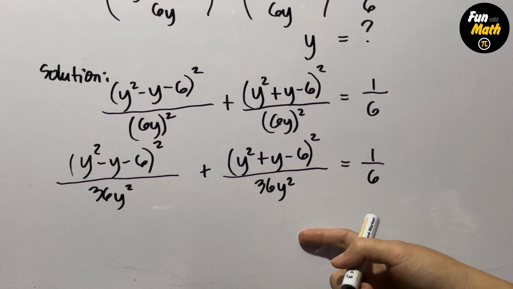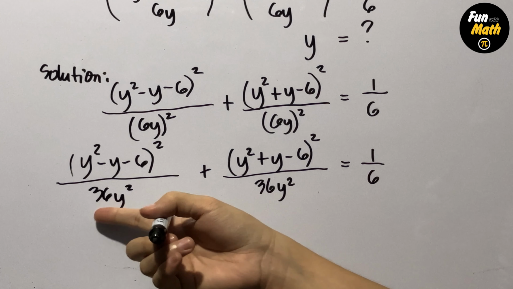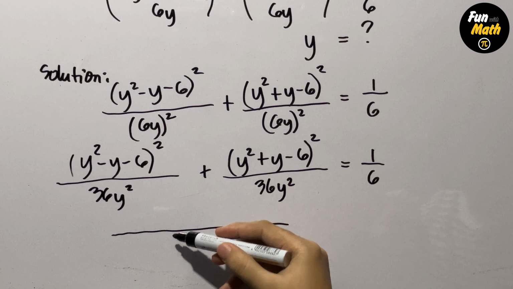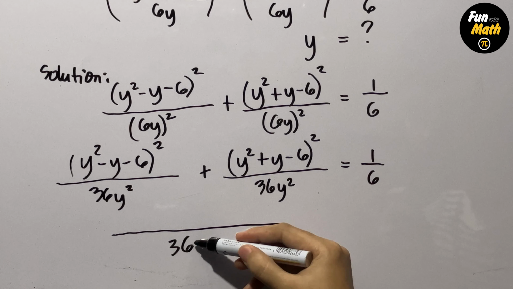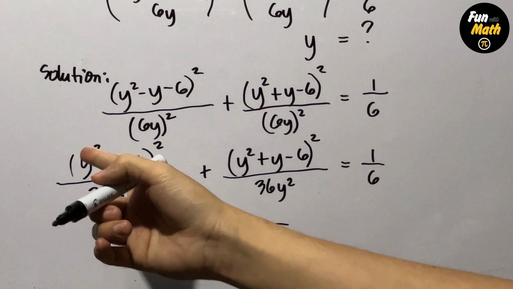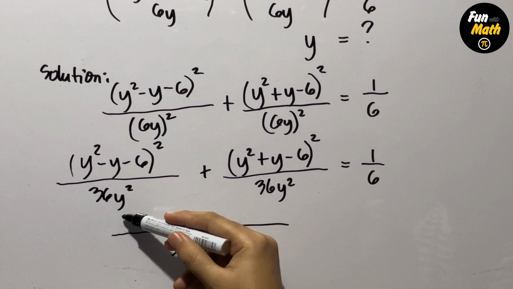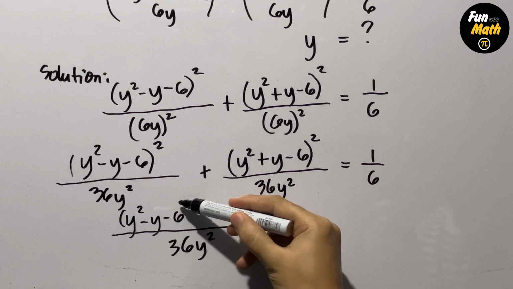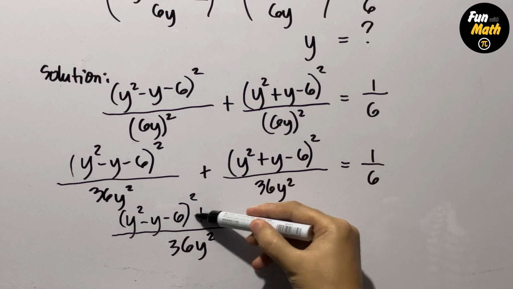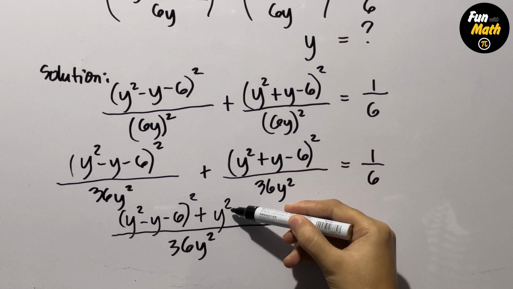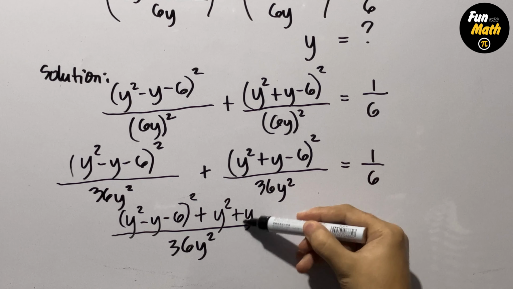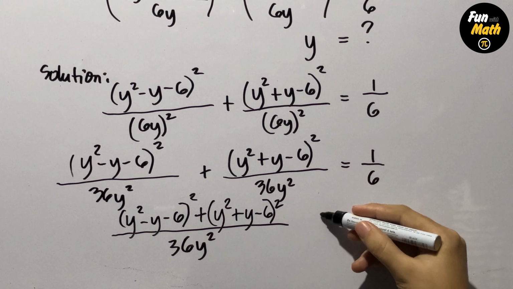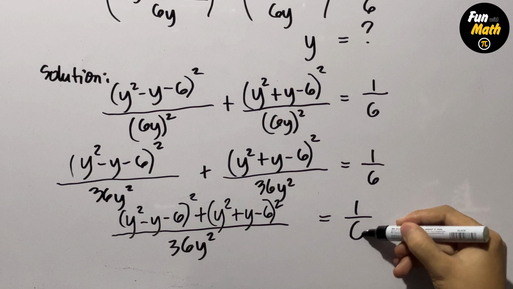Now for this, if you observe, they have the same denominator. So for that, we can combine with only one denominator, 36y squared. Then combine the numerator, (y squared minus y minus 6) whole to the power of 2 plus (y squared plus y minus 6) whole to the power of 2, which is equal to 1 over 6.